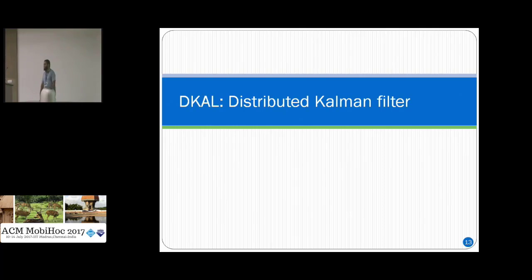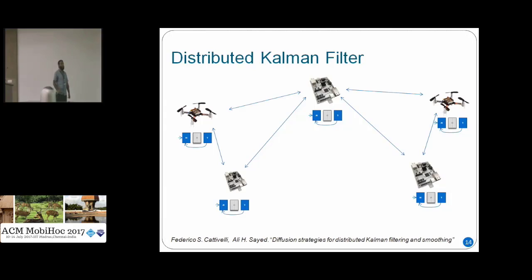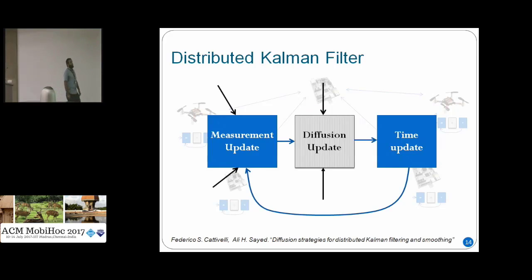Our first algorithm is DCAD, distributed Kalman filter. As a background for distributed Kalman filter, we make use of previous work, which is diffusion strategies for distributed Kalman filter and smoothing for Federico and Hsieh. Bunch of nodes, some of them are static, some of them are moving, and it can be represented in this diagram. 3 steps at each node.